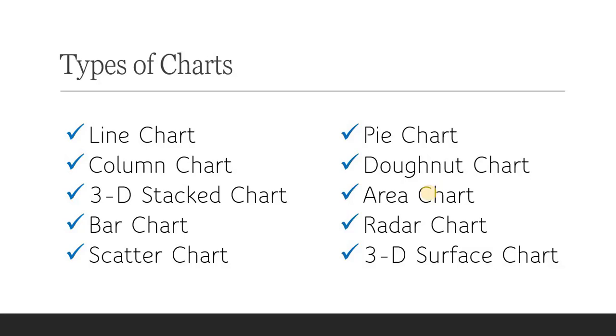The different types of chart in Excel are line chart, column chart, 3D stacked chart, bar chart, scatter chart, pie chart, donut chart, area chart, radar chart, 3D surface chart. Let's discuss them one by one.